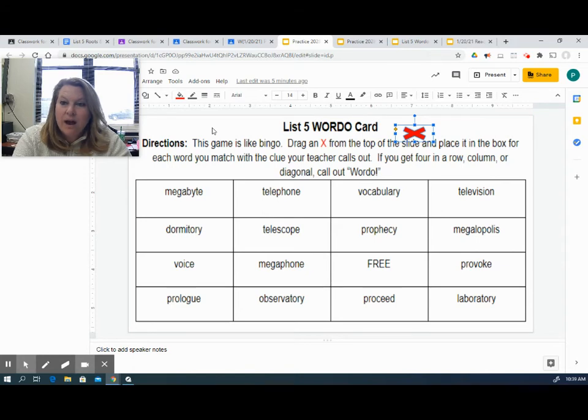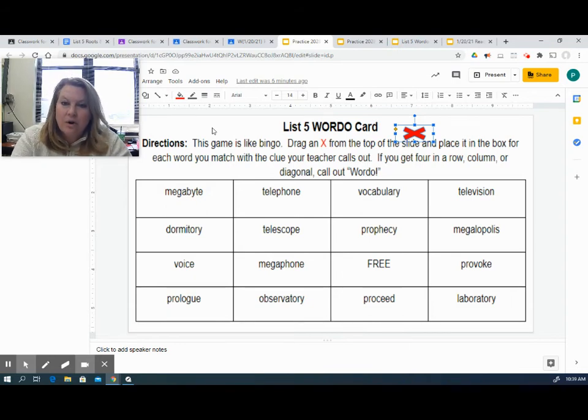The next root or affix that I pulled out and called was Greek, and it meant far, distant, or complete. And this root or affix was TEL, TELE, or TELO. So it could take any of those forms, but it would mean the same thing. The words that you would have marked on your WORDO card are telephone, telescope, and television.